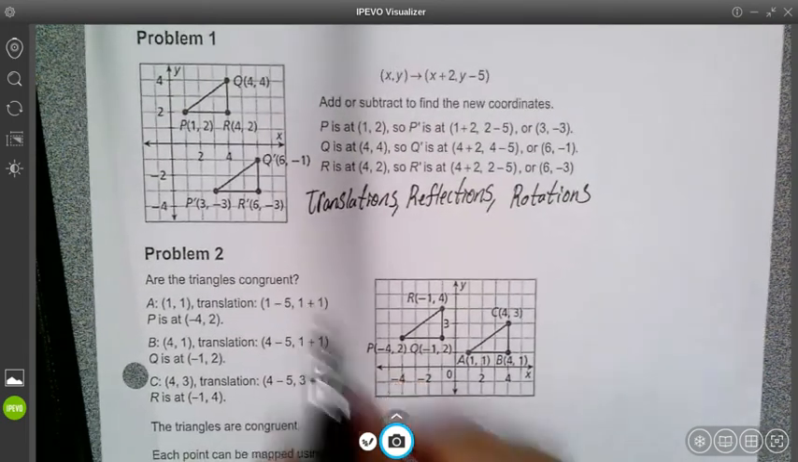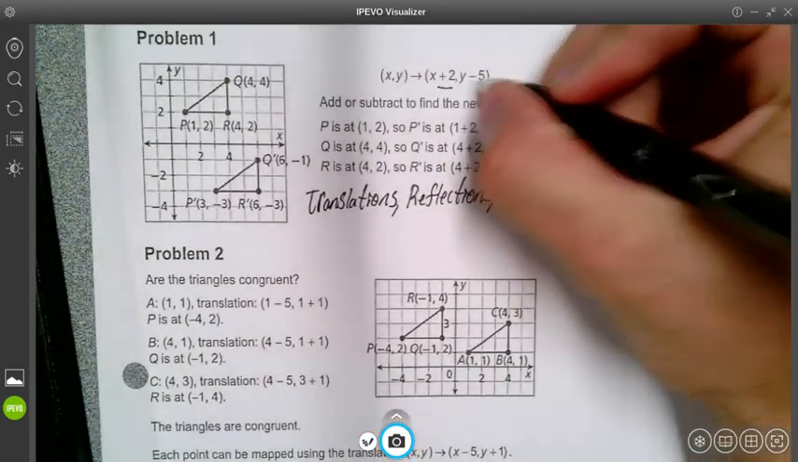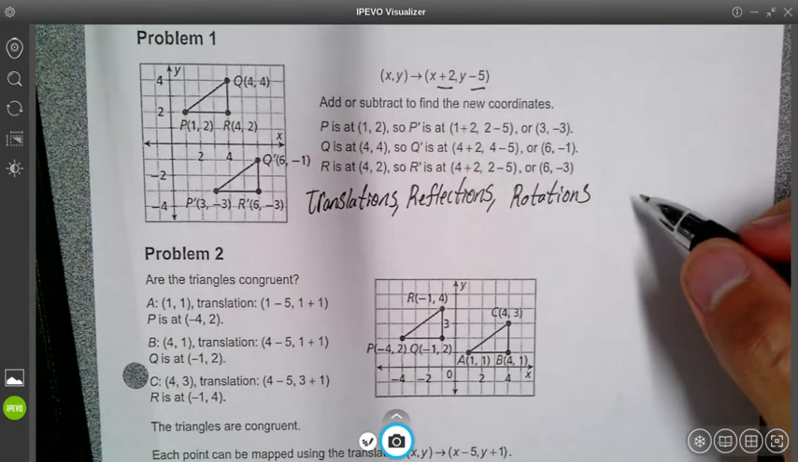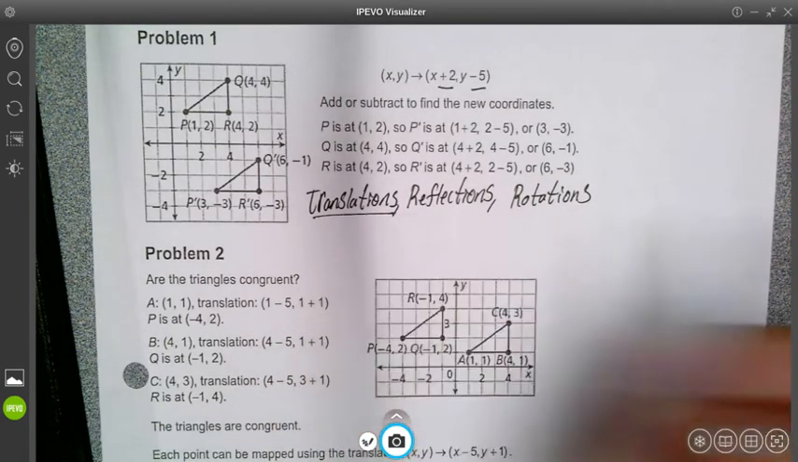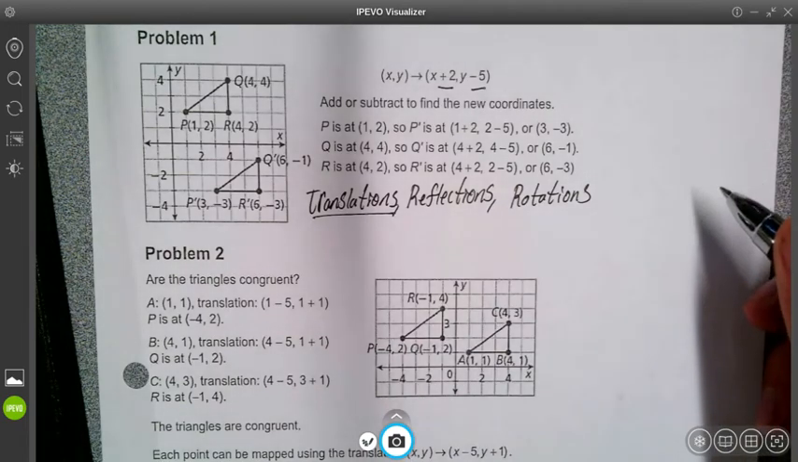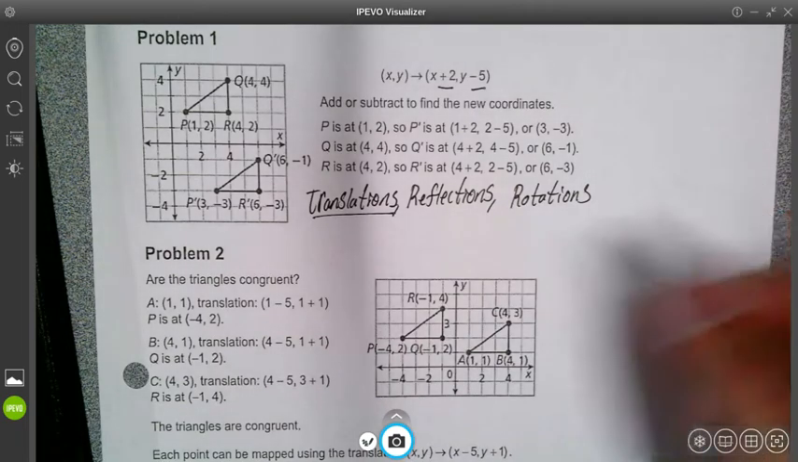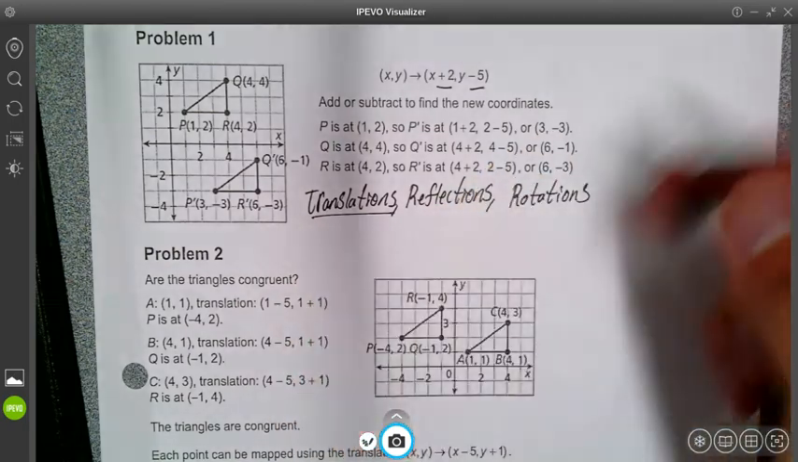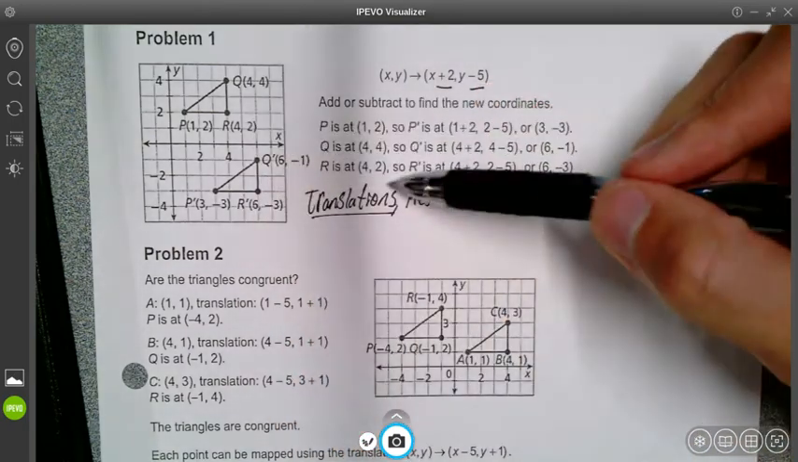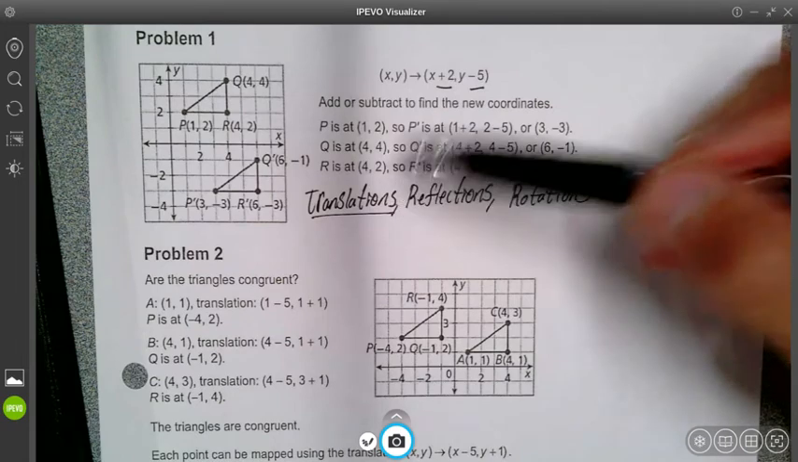So if we look at this first problem here, when we just add or subtract numbers to the coordinates, this is a translation, and this is a type of rigid transformation. So we know that these two shapes are congruent. So yes, they are congruent in this case because all we did is translate.